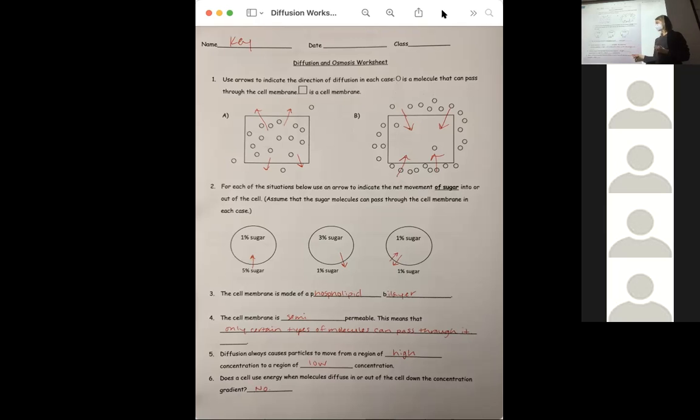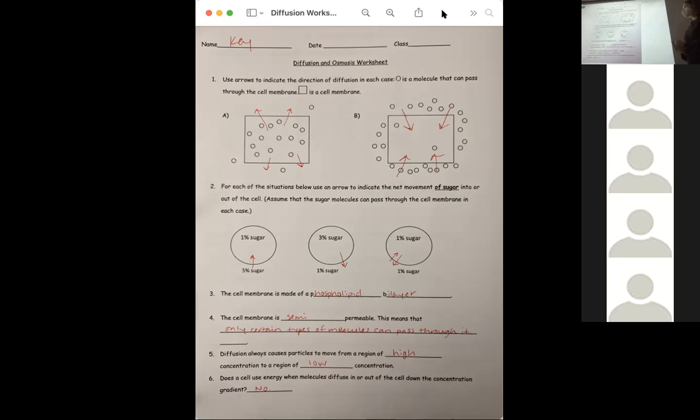Does the cell use energy when molecules diffuse in or out of the cell down the concentration gradient? Some people said in or out as an answer, and I guess this is worded a little bit funny, but I was just asking, is energy used during diffusion? No, no energy is ever used during diffusion. It's a passive form of transport.